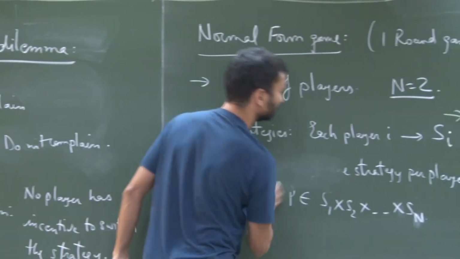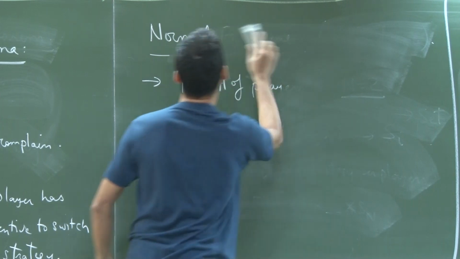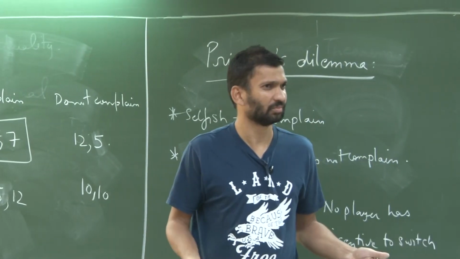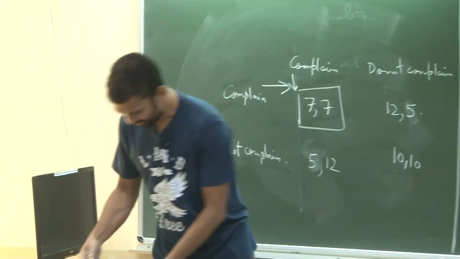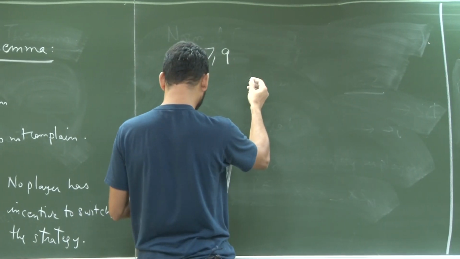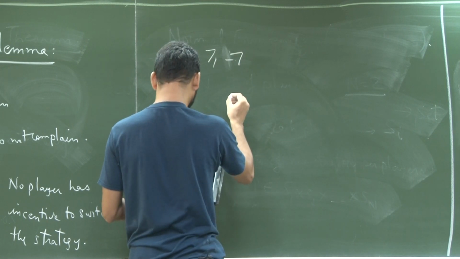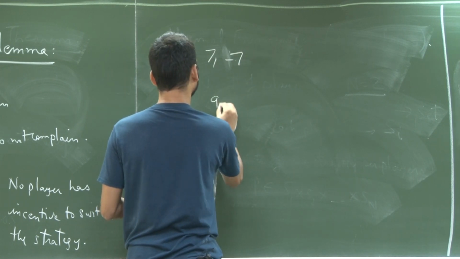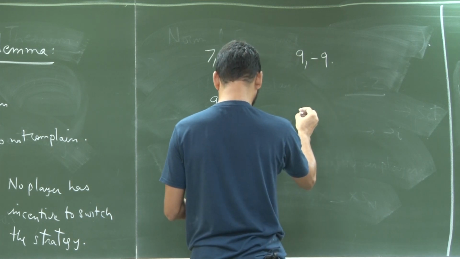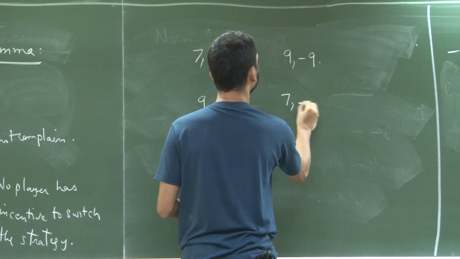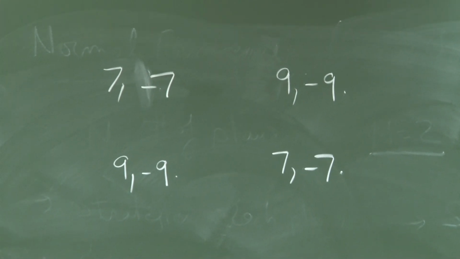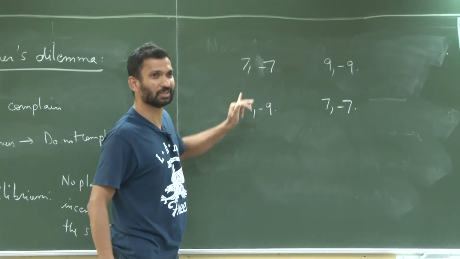Does Nash equilibrium always exist? What do you think? Yes, no? Yeah, so you can actually construct easy games where you don't have Nash equilibrium. So this could be a payoff. In some sense, you are saying that in this case, one person will give 7 rupees to the other player, and in this case, 9 rupees to the other player.